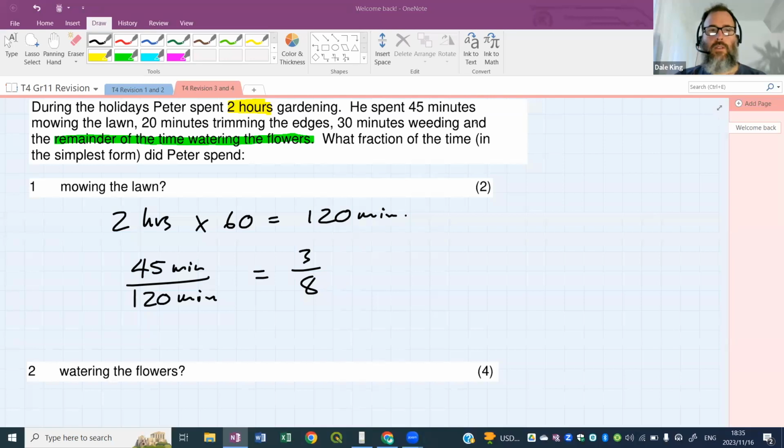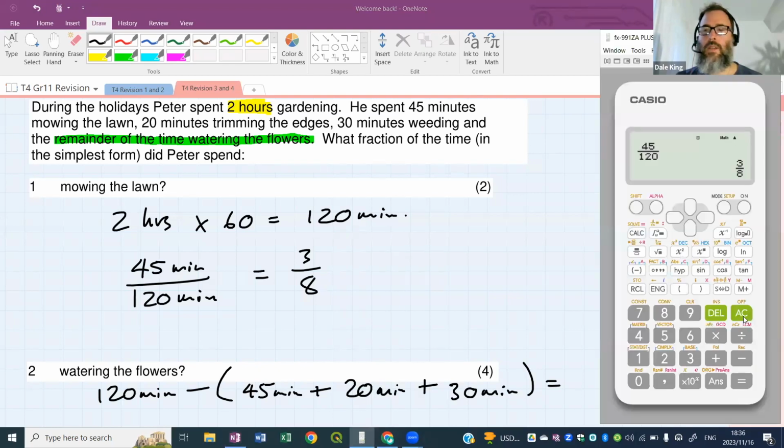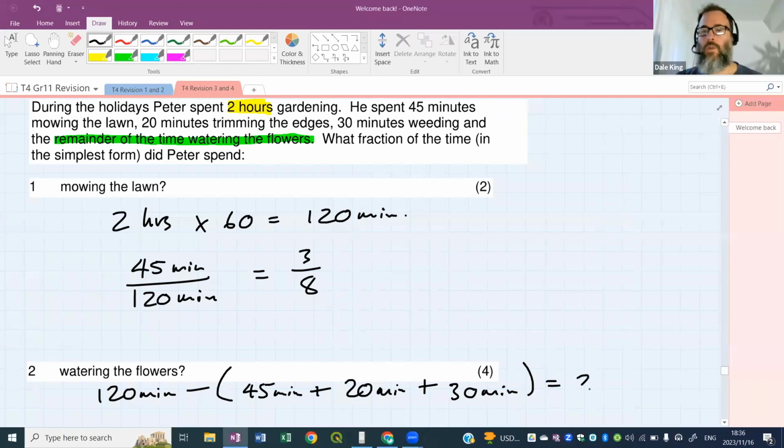So you first have to work out how much time was spent watering the flowers. Let's take our 120 minutes and take away all the other things, which are the 45 minutes for mowing the lawn, 20 minutes for trimming, plus 30 minutes of weeding. We're taking out all three of those things. So 120 minus, I like to use brackets, you don't have to, 45 plus 20 plus 30. And we're left with 25 minutes.